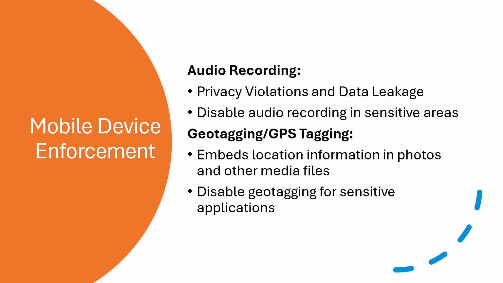Audio recording. Audio recording in certain places can be a violation of someone's privacy and can leak data, which is why we can disable audio recording in sensitive areas. Geotagging or GPS tagging. All files have something called metadata. Metadata can contain information such as the geographic location of the device. Whenever we take a photo, location information is embedded in the metadata of the photo. MDM can disable geotagging for sensitive applications.